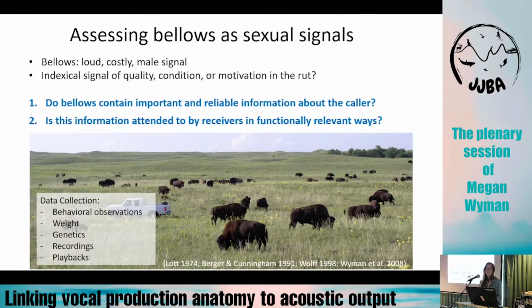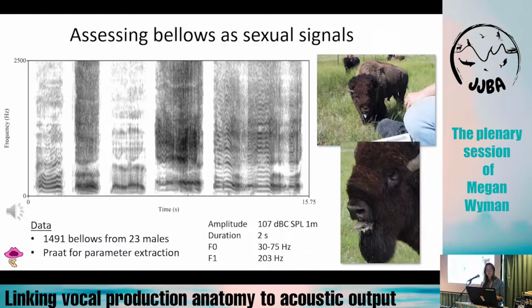So throughout the rut, we did behavioral observations of all the agonistic interactions and who was mating with who and who was challenging who. Weight data was collected at the end of the year. So the refuge that we did this work on, they herd the bison into chutes every year to weigh them. And so that's how we can get weight, which is very handy. We collected genetics for parentage information on reproductive success, and we did targeted recordings of tending males, and we also did playback experiments to test out these factors.